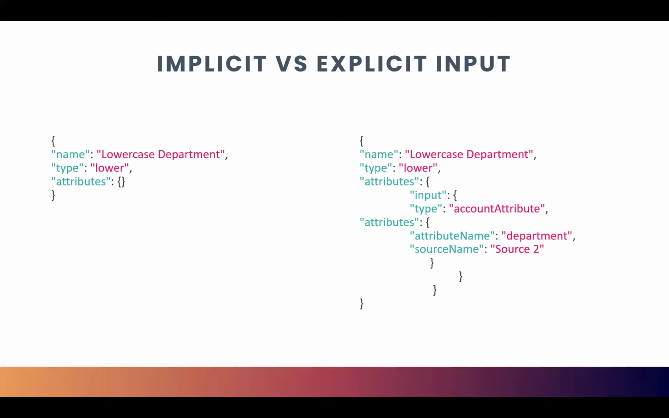If the input attribute is specified, then this is referred to as explicit input and the system's input is ignored. That means the implicit value which comes from the system will be ignored and it will be overwritten by the explicit input.